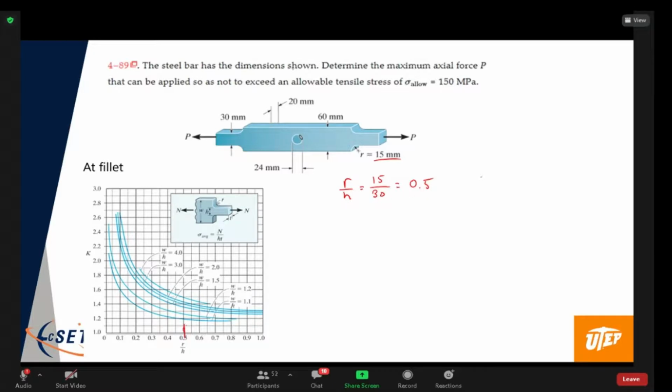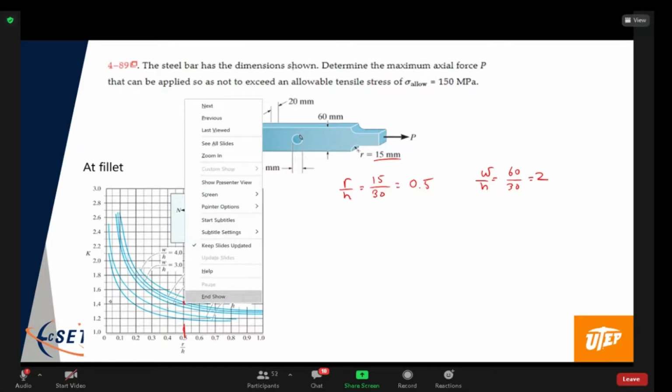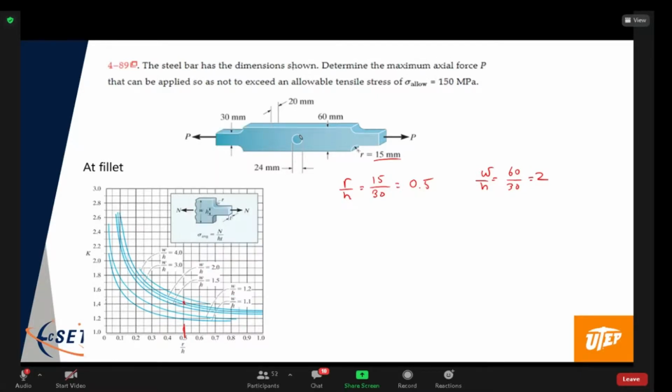And then we also have to get W on H. So W is 60 millimeters and H is 30 millimeters. So that's 2. So W on H is 2. And so that's this curve here. So that's going to put me right about there, a little above here. So that's about 1.42 maybe.